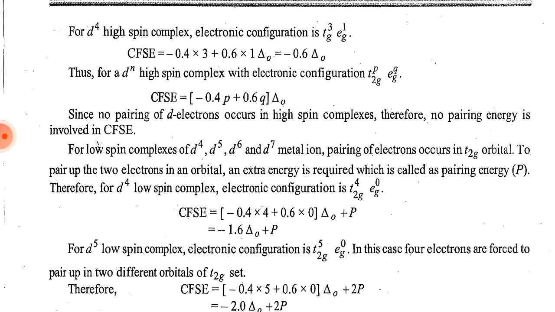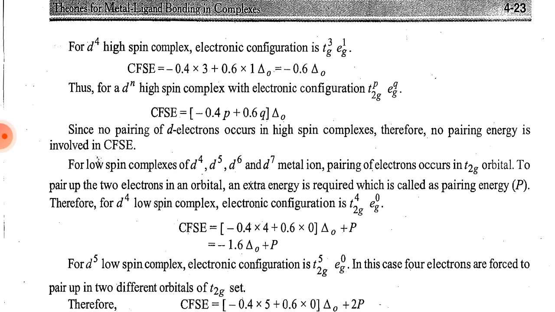For low spin complexes of d4, d5, d6, d7 metal ions, pairing of electrons occurs in the t2g orbitals. To pair up two electrons in an orbital, an extra energy is required, which is called pairing energy P. Therefore, for a d4 low spin complex, the electronic configuration is t2g4 eg0. CFSE is equal to minus 0.4 multiplied by 4 plus 0.6 multiplied by 0, delta 0, plus P, equal to minus 1.6 delta 0 plus P.